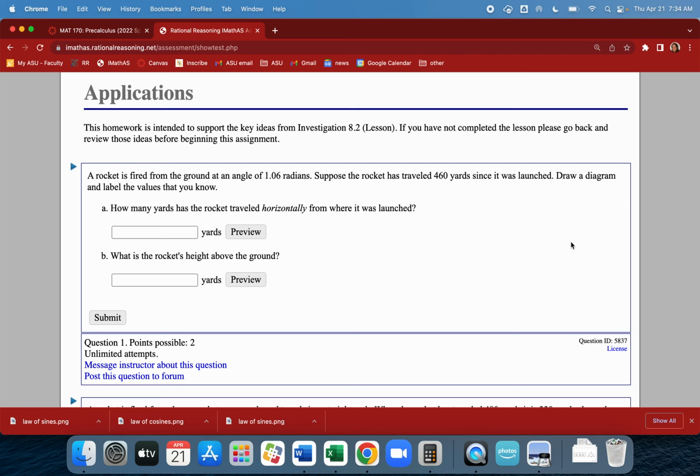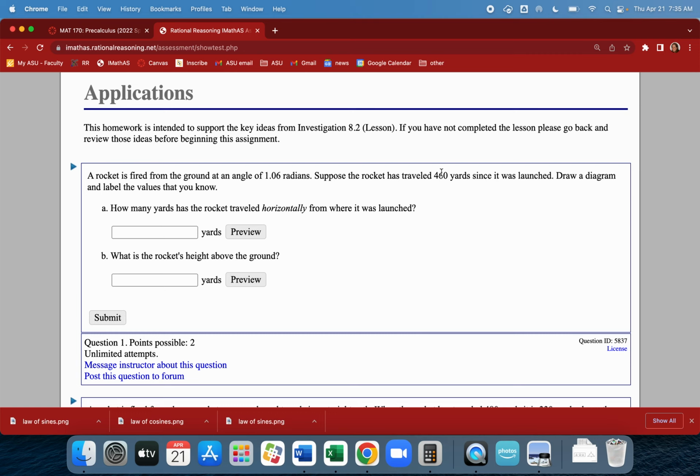Looking at this first question, which doesn't have a picture, it says a rocket is fired from the ground at an angle of 1.06 radians. That's relative to the ground; the word for that sort of angle is the angle of elevation, an angle up from the ground. It says suppose the rocket has traveled 460 yards since it was launched, and yours probably has a different number, but the relationship between the pieces is the same. It says draw a diagram and label the values you know.